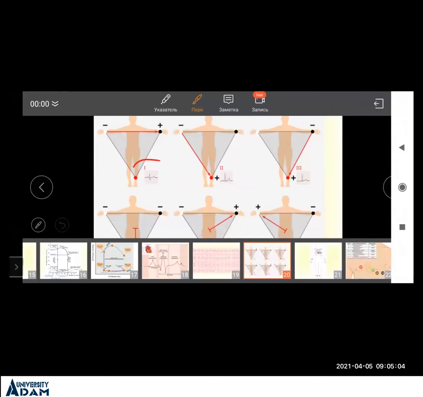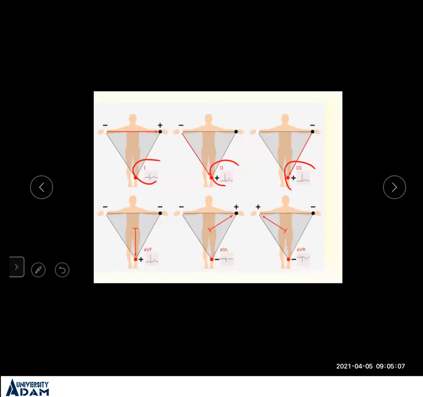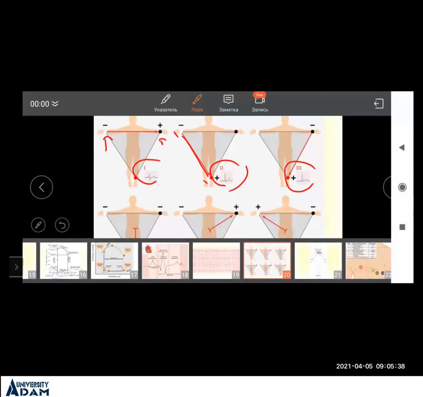The standard leads, first, second, and third, we call bipolar. They are registered by bipolar electrodes. Bipolar means 2 electrodes, one negative and another positive. In the second lead, negative is on the right hand and positive is on the left foot. So these leads register vertical waves.